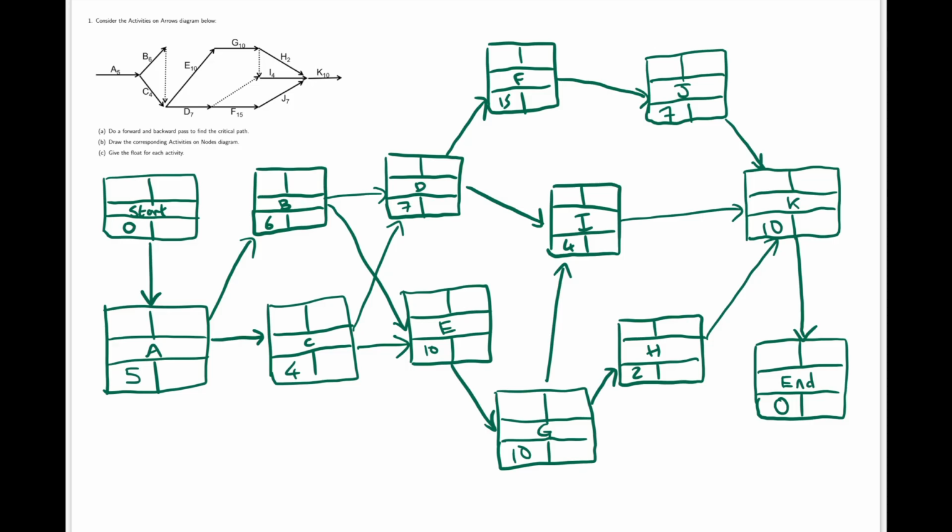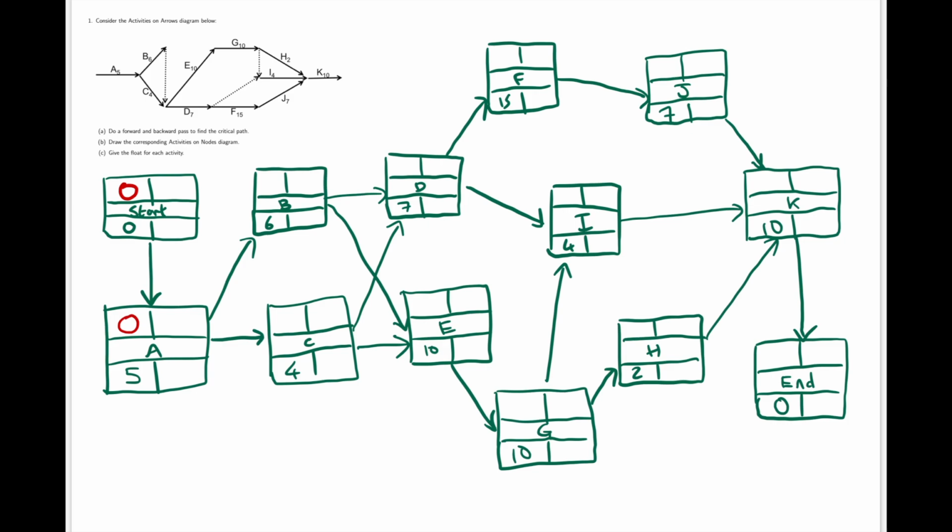We now need to do a forward and backward pass in order to find the float for each activity. Doing a forward pass, we'll start at the start and we'll find the earliest starting times for each activity. So the earliest time we can start the project is at time 0. The earliest time we can start A is going to be 0 plus 0.